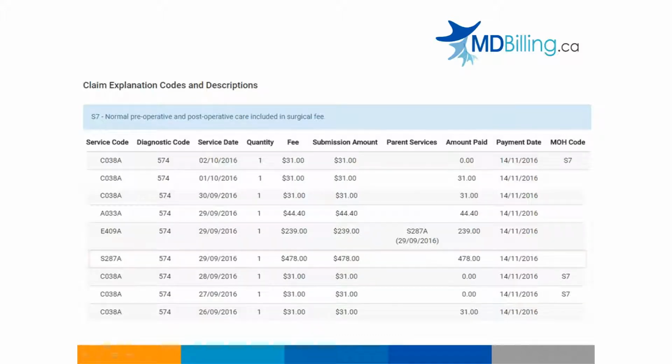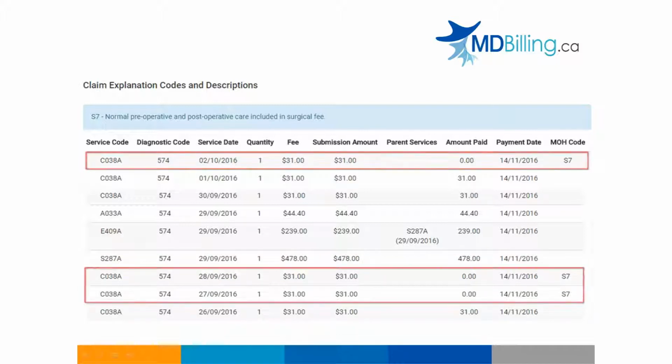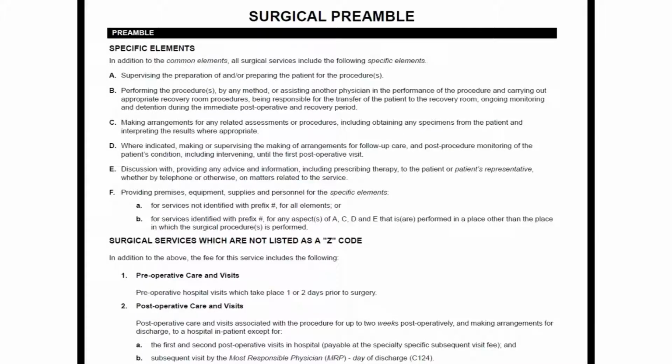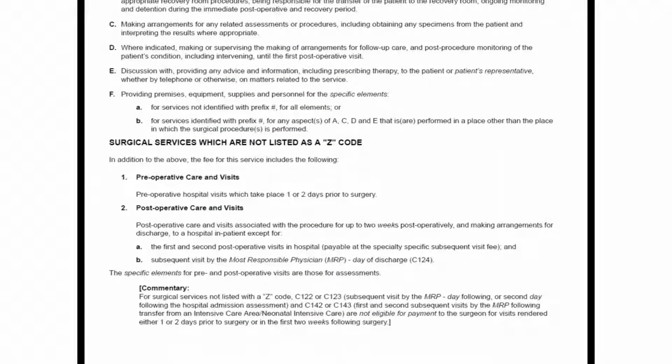As an example, a surgery is conducted on September 29, 2016. The visits on September 27th, 28th, and October 2nd were not paid because they were performed 2 days before and within 2 weeks after the operation. However, the visits on the third day before the surgery and the first 2 days after the surgery were paid. For more information, please refer to Section GPSP1 of the Schedule of Benefits.